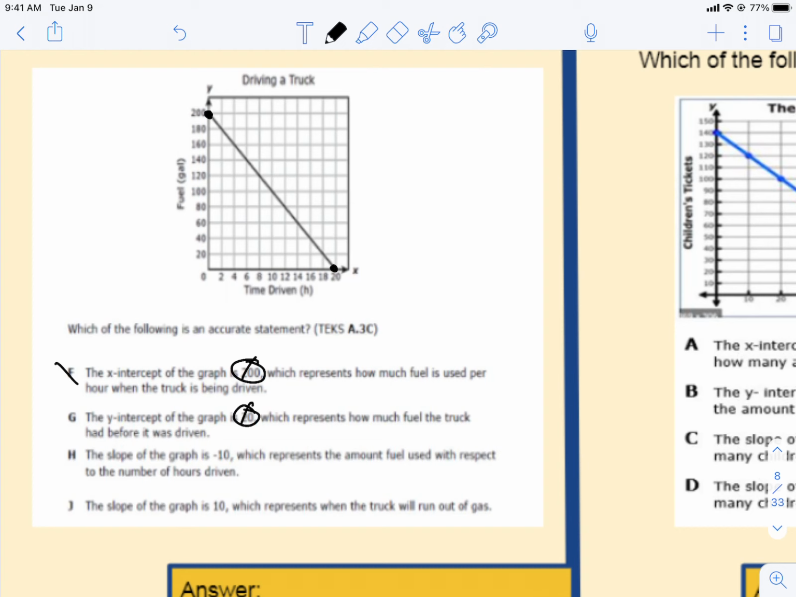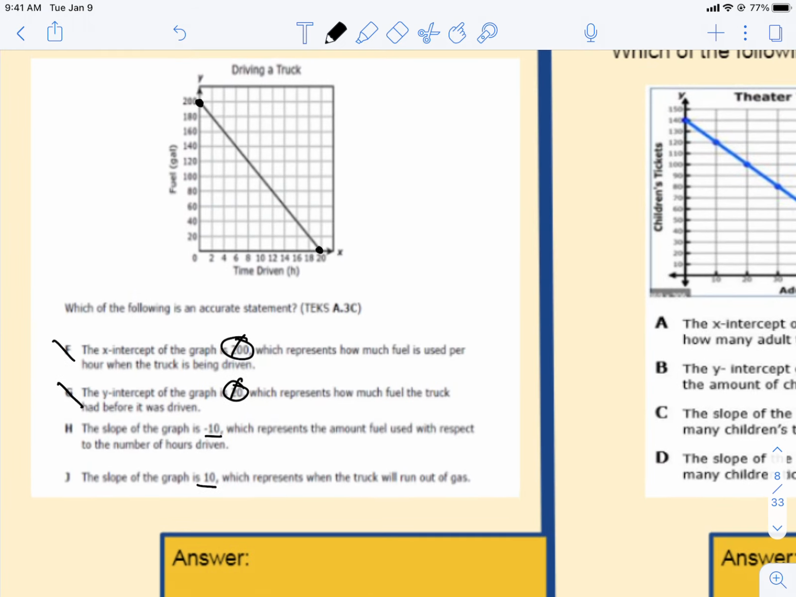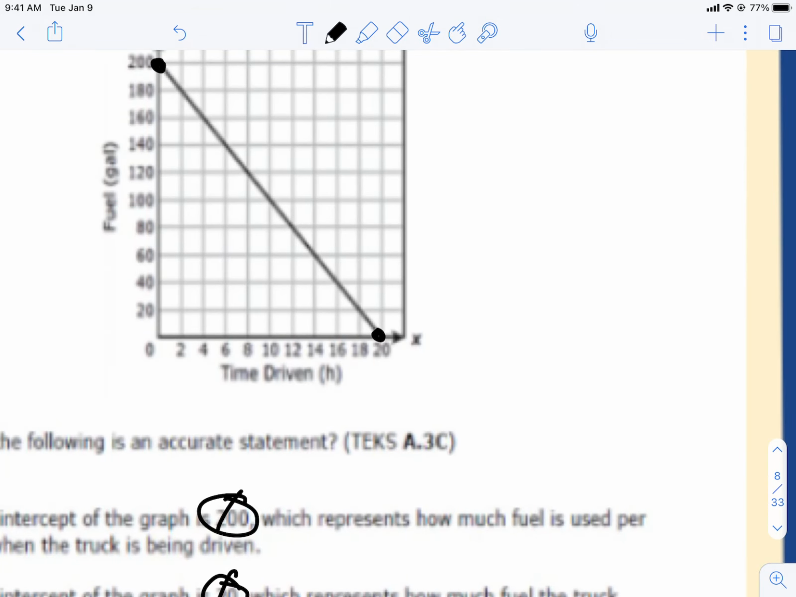H: the slope of the graph is negative 10, which represents the amount of fuel used with respect to the number of hours driven. And J says the slope of the graph is 10, which represents when the truck will run out of gas. So what we need to know is, do we have a positive or negative slope? It's either negative 10 or positive 10. Well, if we're looking at it, we can find some points.